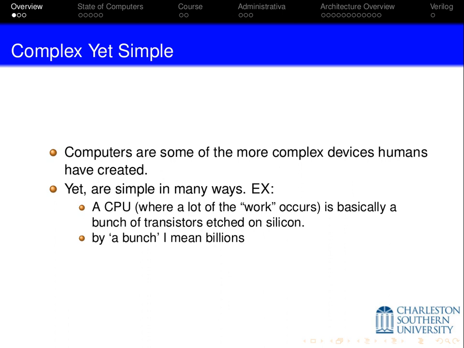Okay, so computers are pretty complex devices, although they really are pretty simple in a way, because you have a CPU, which is really just a bunch of transistors etched on silicon, connected via some wires. That's all it is. Of course, by a bunch, I mean billions of transistors inside this tiny little thing, and then you have wires running around connecting all your devices. But essentially, that's all it is: transistors on a piece of silicon.